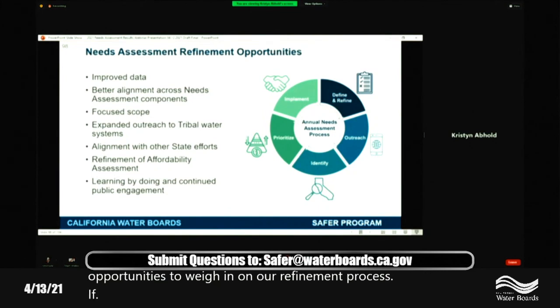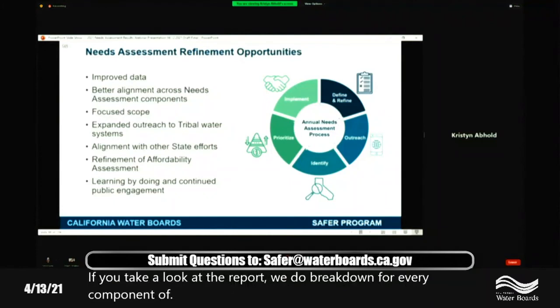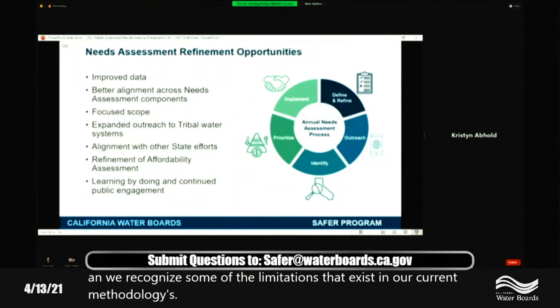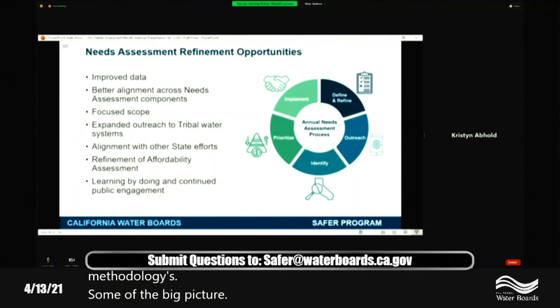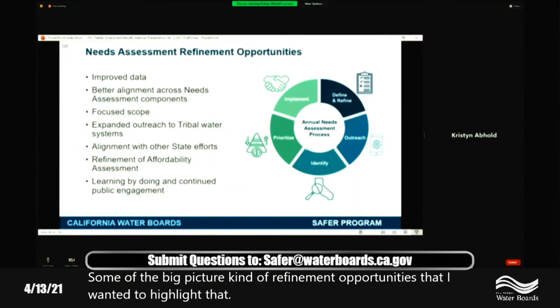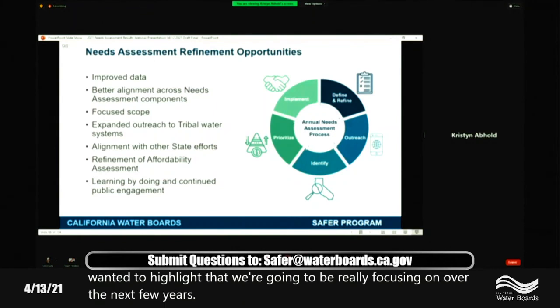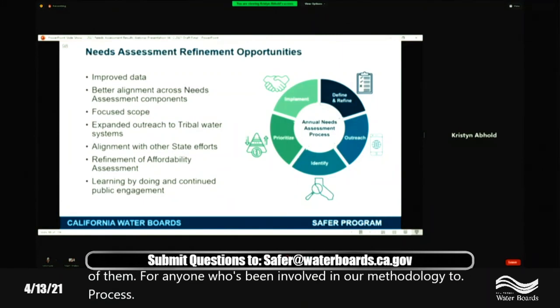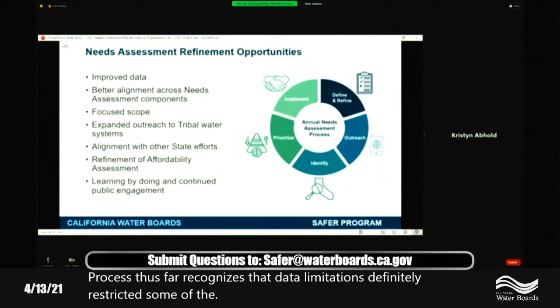If you take a look at the report, we do break down for every component of the needs assessment opportunities for refinement, and we recognize some of the limitations that exist in our current methodologies. Some of the big picture refinement opportunities that I wanted to highlight, that we're going to be really focusing on over the next few years, are listed here. Improved data is definitely one of them. Anyone who's been involved in our methodology process thus far recognizes that data limitations restricted some of the types of analysis that we could do.